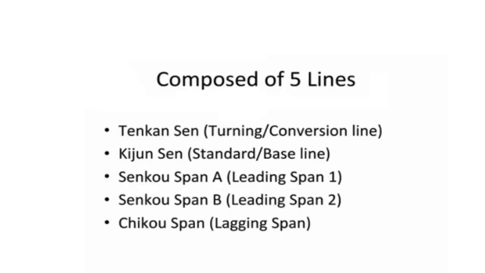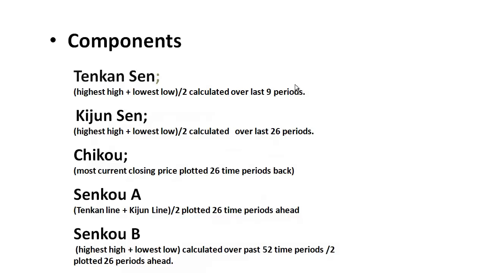Tenkan-sen is the faster of the two lines. Senkou span A and B actually make up the Kumo, or the cloud that you see very distinctively across the screen, and Chikou is a signal line projected behind price. The components are made up of Tenkan-sen, which takes the highest high and the lowest low during the last 9 periods, or 9 candles, and divides it by 2. Kijun-sen is the same thing, highest high and lowest low calculated over the past 26 periods, divided by 2. Chikou is the most current closing price, plotted 26 periods behind.